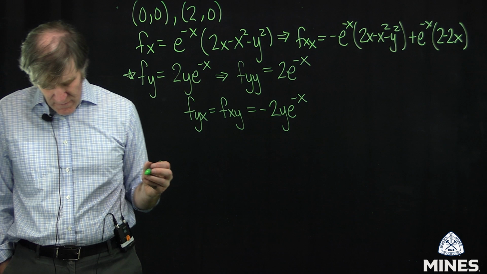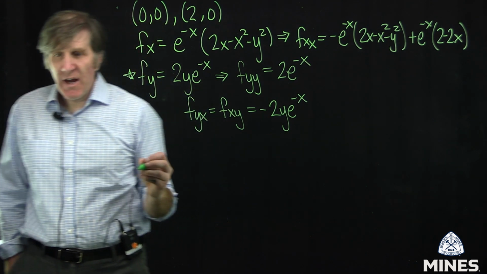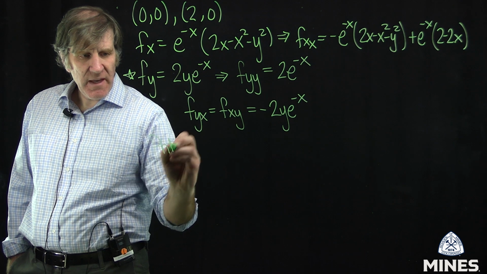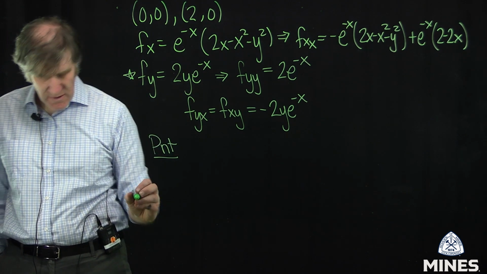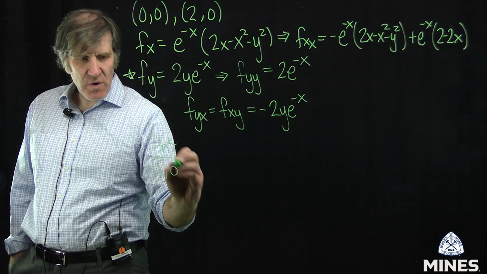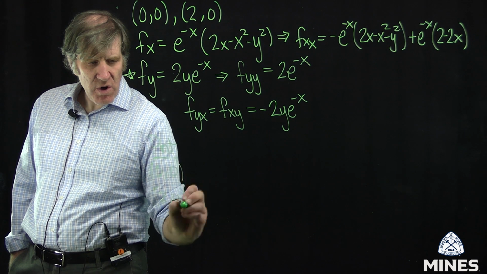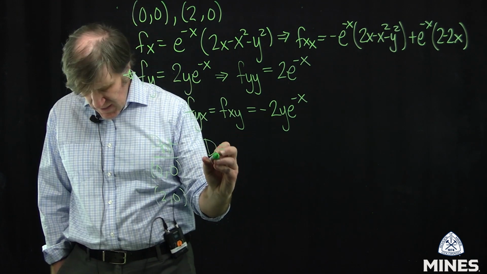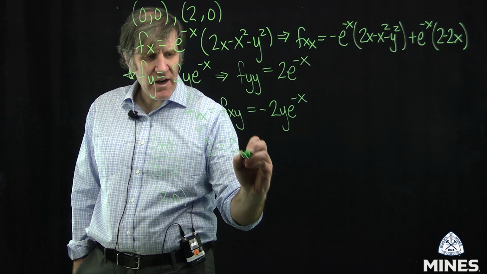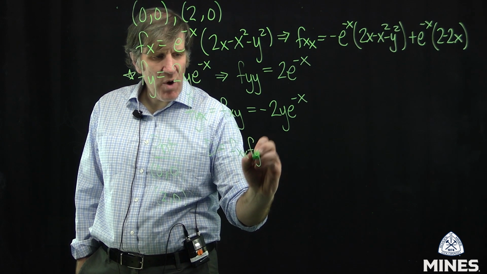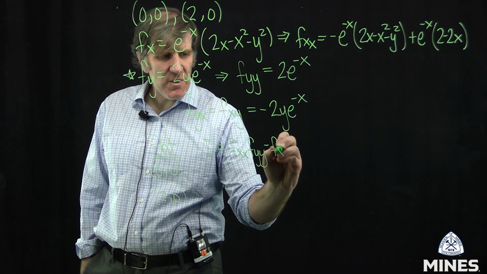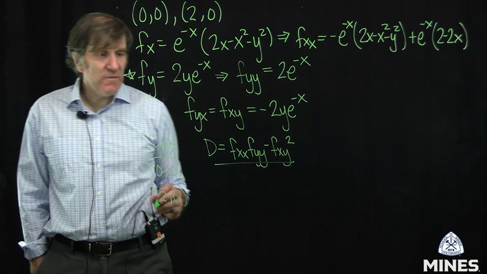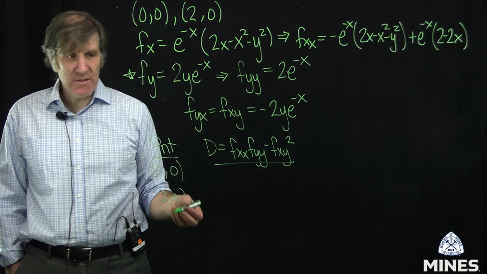So we have all of the pieces we need, and the second derivative test can be organized nicely in a table. I'm going to put the points 0, 0 and 2, 0. I'm going to put the discriminant D, which is f sub xx times f sub yy minus f sub xy squared, and we're evaluating that at our points.